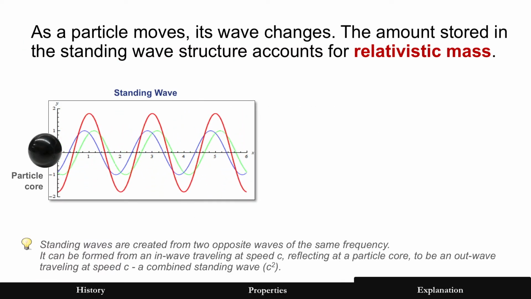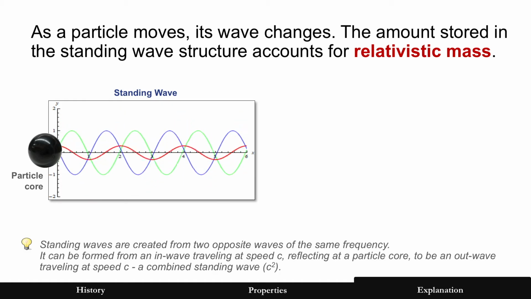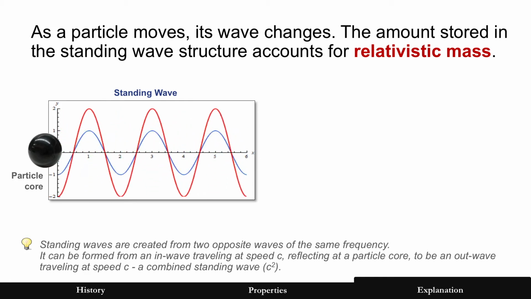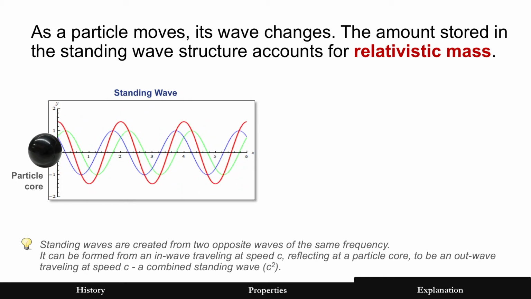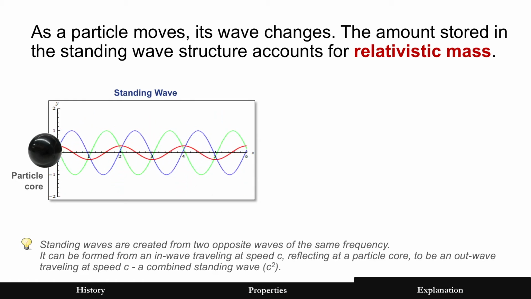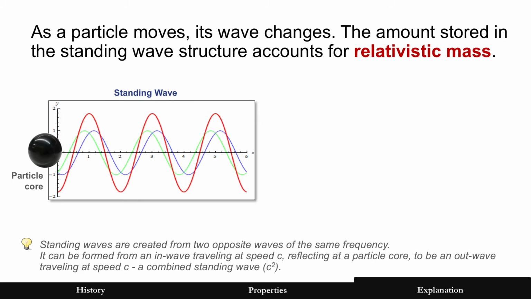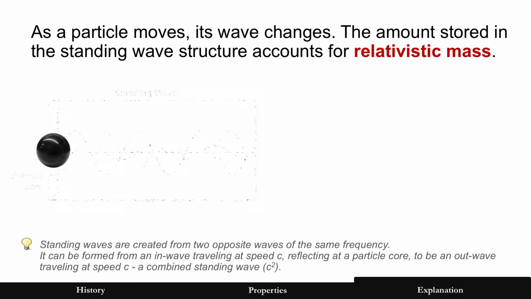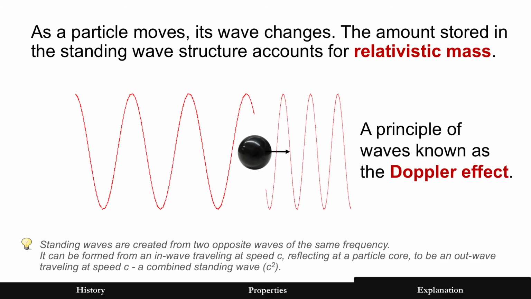But there's more. Right here you see a better illustration now of what creates that standing wave. And a standing wave could be a reflection. It's essentially two opposite waves of the same frequency. But imagine two waves, an in wave traveling at the speed of light c and an out wave traveling at the speed of light c. Now, a property of waves is when something is in motion, it experiences a principle known as the Doppler effect. The wavelength changes. Wavelength changes and it affects now what's within that standing wave energy, which is measured as mass. So that can account for relativistic mass.